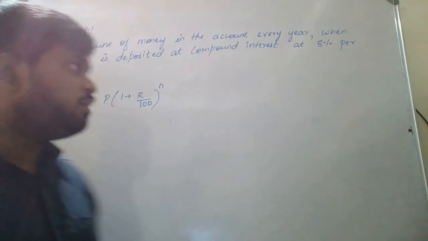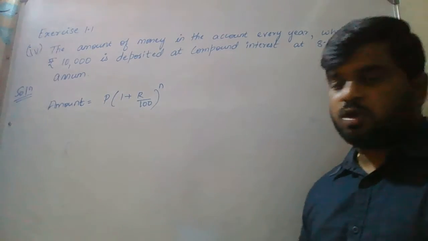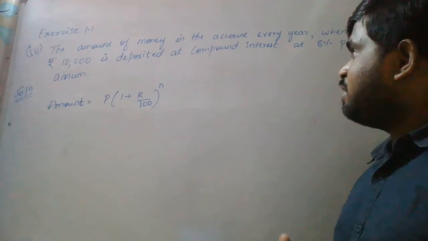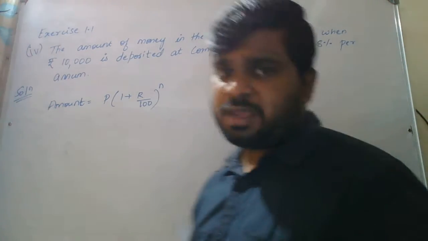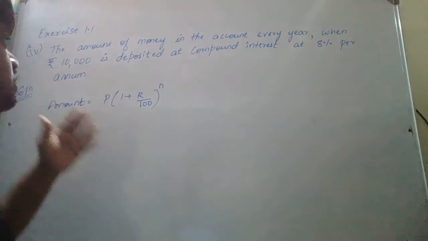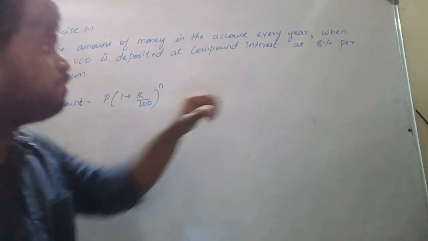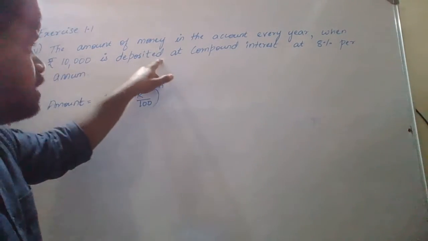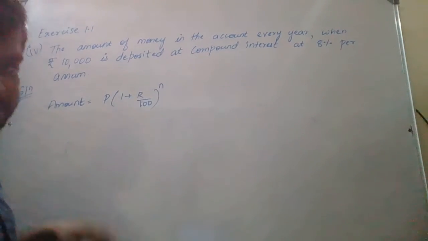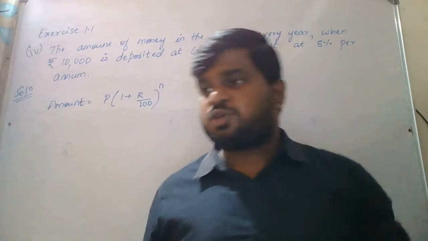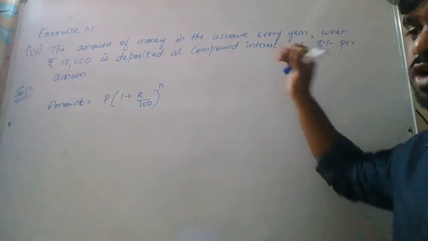Okay, students, let's solve the fourth one. That is, let's check whether the fourth situation is an AP or not. So, we have to check the amount of money in the account, whether it is forming an AP or not. Okay, what is the condition? The amount of money in the account every year when rupees 10,000 is deposited at compound interest at 8% per annum. So it is deposited at the rate of 8% and it is compound interest.